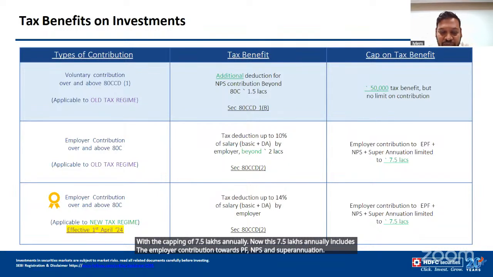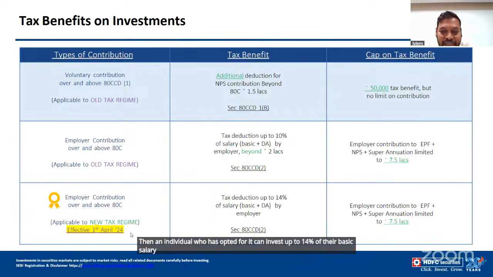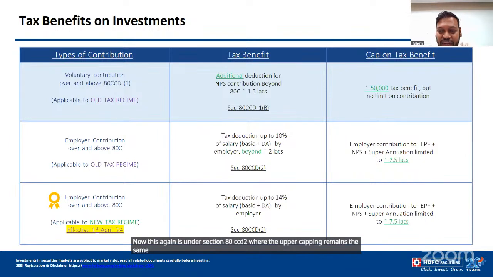And some people may have opted for the new tax regime. Then an individual who has opted for it can invest up to 14% of their basic salary, which is basically deducted from the CTC and transferred by the employer to the NPS account of the subscriber. Now, this again is under Section 80CCD(2), where the upper capping remains the same, that is 7.5 lakhs annually.